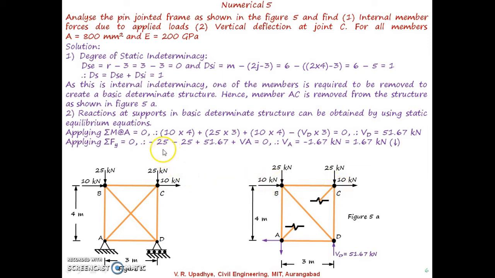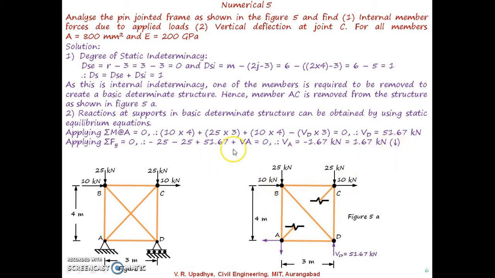So that is written as minus 25 for the downward force at B. Similarly at C it is minus 25, and we have the reaction at D calculated as 51.67 upward. So plus 51.67. And Va, if initially we consider it as upward, so plus Va is equal to 0. So this calculation gives us the vertical reaction at A as minus 1.67 kilonewton. So that is 1.67 kilonewton downward.